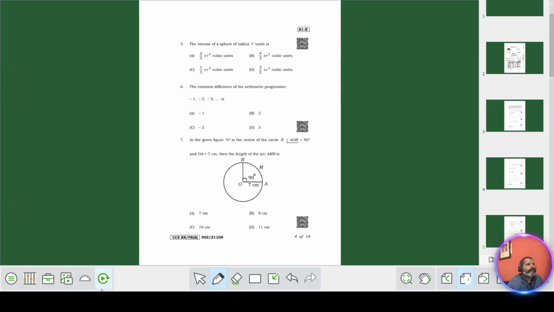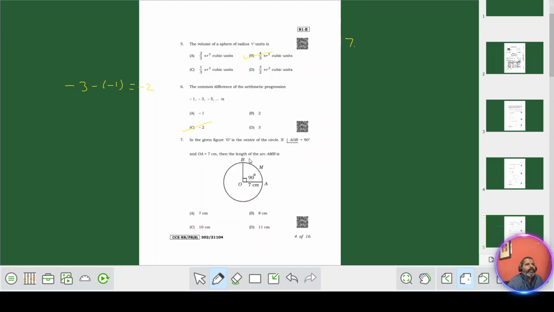The volume of a sphere. It's again a repeated question. 4 by 3 pi r cube. The common difference of AP. It's also a repeated question. The common difference here is minus 3 minus of minus 1, that is minus 2. Okay. In the figure, this is not repeated. Okay, let's see the seventh question.